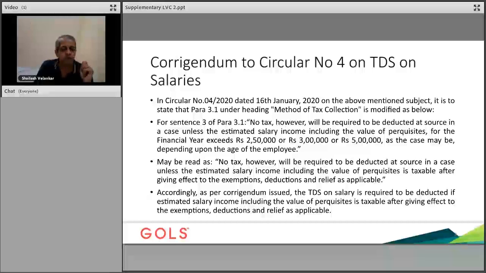Now I will tell you. Earlier, what was the provision? That if the salary income exceeds 2,50,000, you have to make TDS. Right? Now, if I am drawing salary income of 2,50,000 rupees, you know that up to 2,50,000 there is no tax. After 2,50,000 there is a 5% tax. What the government said earlier, if your salary is 2,50,000 and above, the employer has to make the TDS.